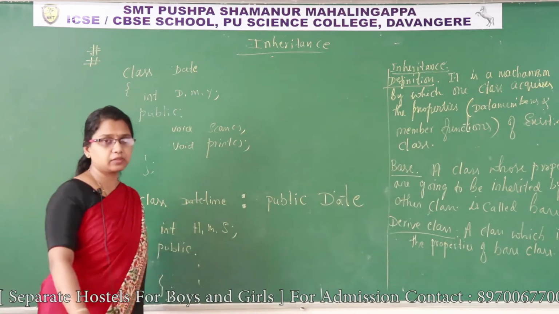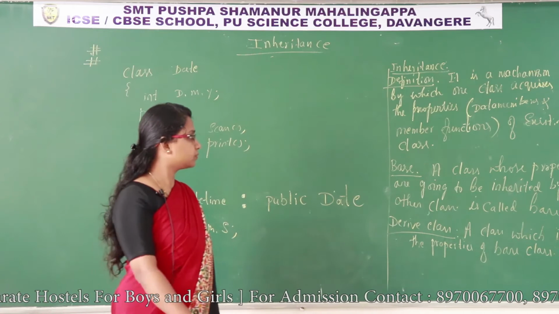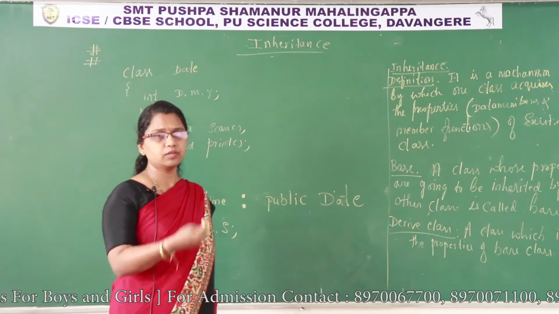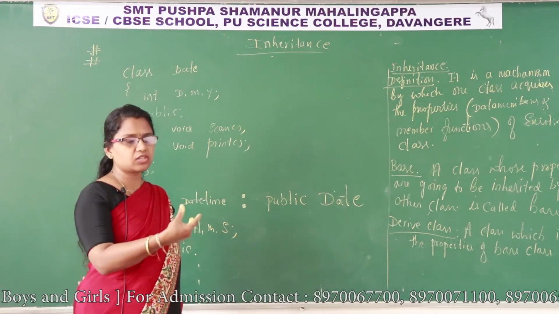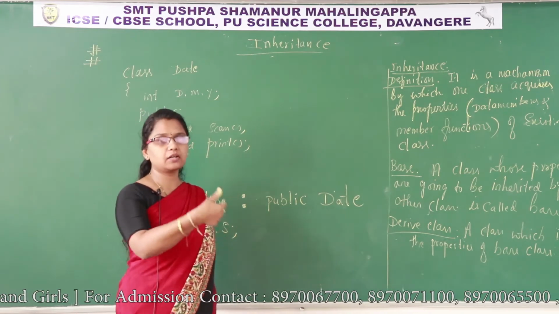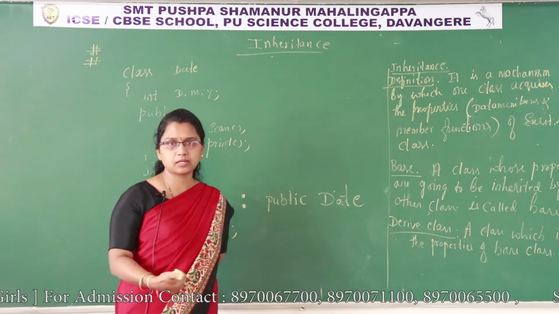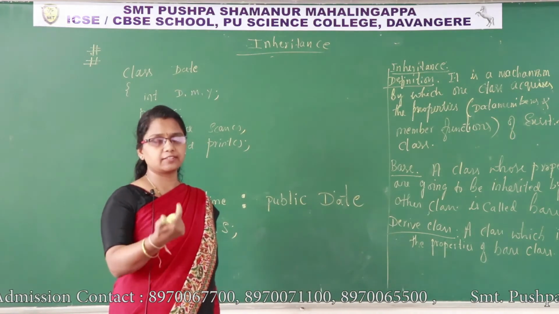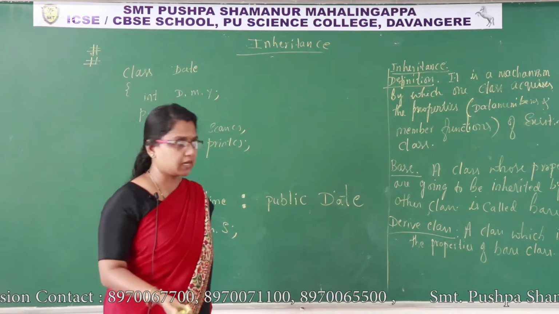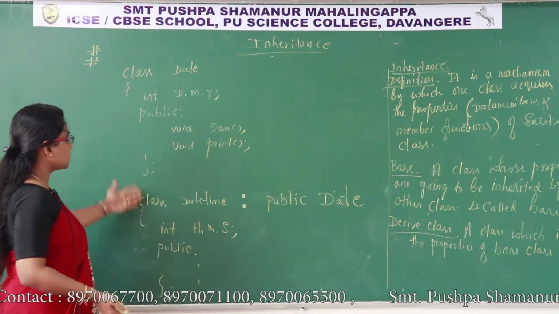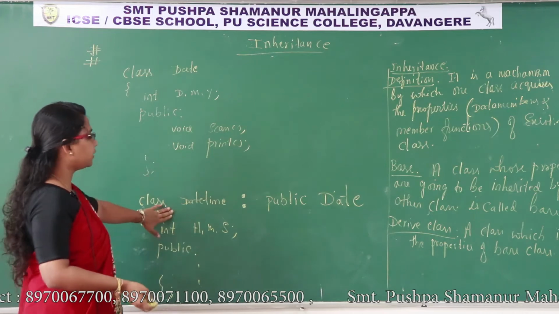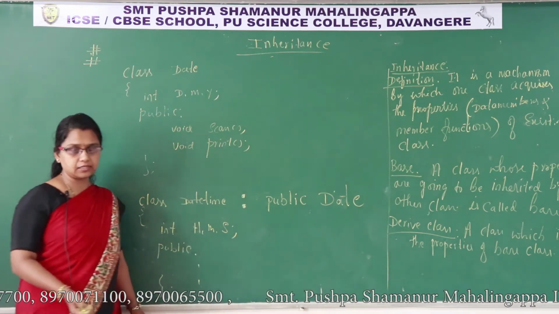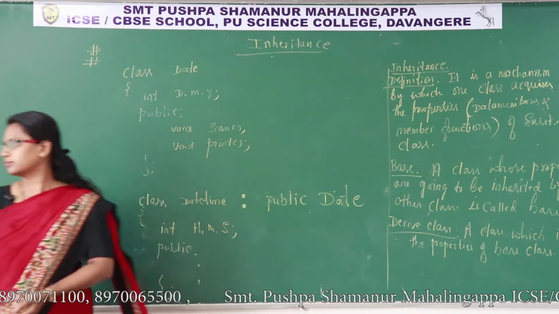I hope you understood these three definitions properly. So, inheritance: one class acquires the properties of another class. The existing class, whose properties are going to be inherited, is called base class, and the class which inherits the properties of the existing class is called derived class. So in this example, Date is a base class and DateTime is a derived class. Let us understand the syntax of deriving a class.